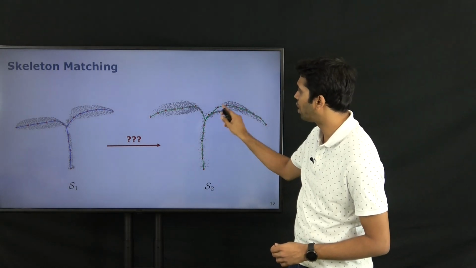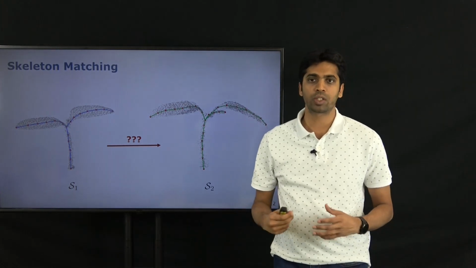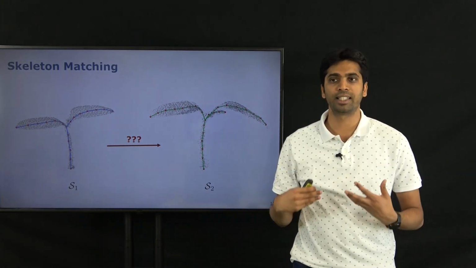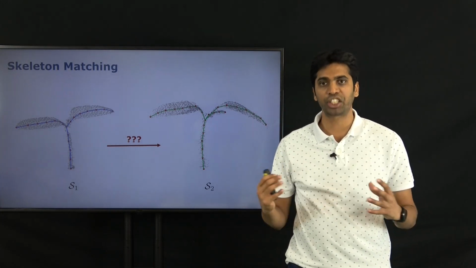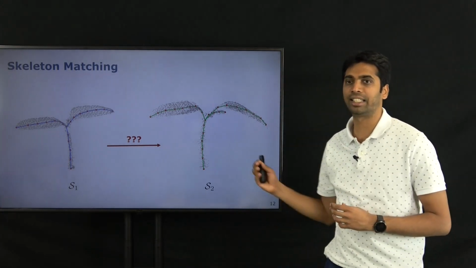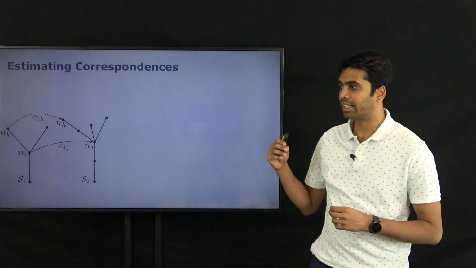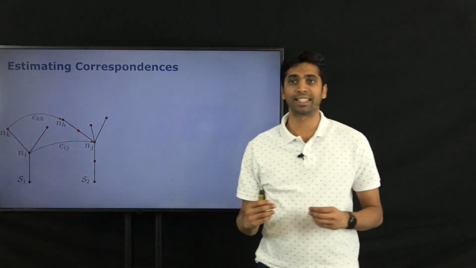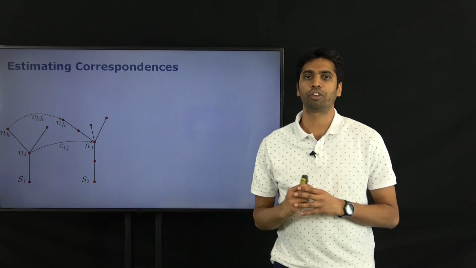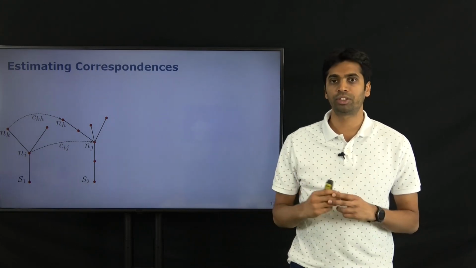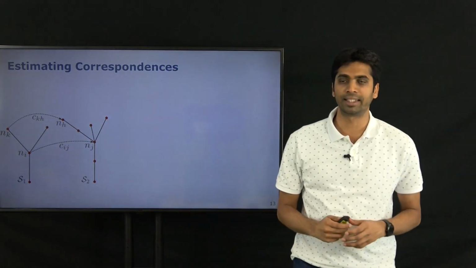For example, here there's one more leaf present than you see here. And also sometimes the skeleton extraction process is not perfect. So we need to come out with a skeleton matching process which is able to take these into account. So in this work, we pose the correspondence estimation problem as an inference over a hidden Markov model. The hidden variables of this model, or the unknowns of this model, are the correspondences between these two skeletons.